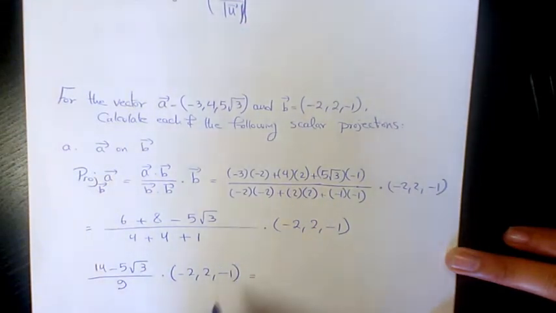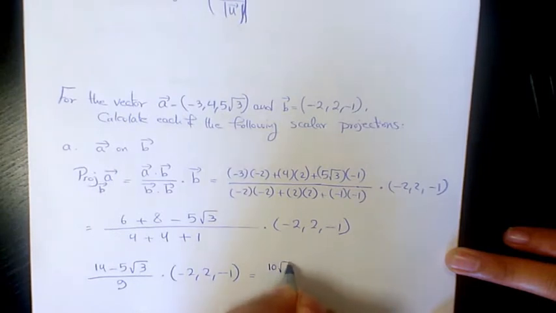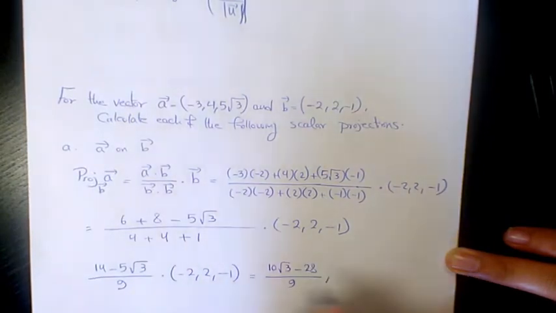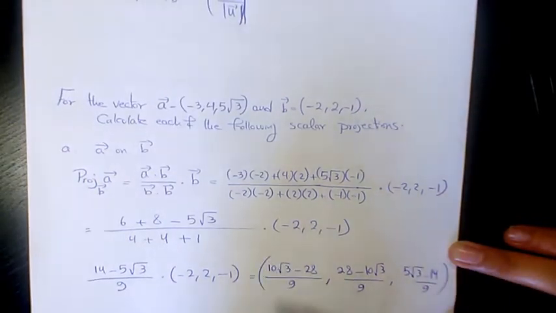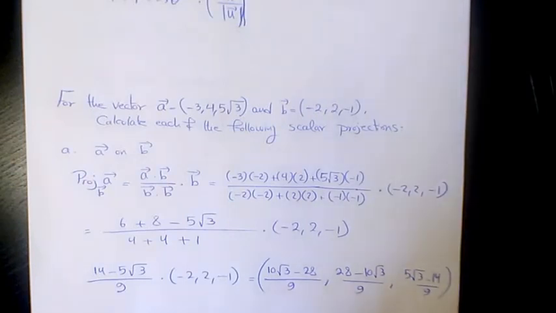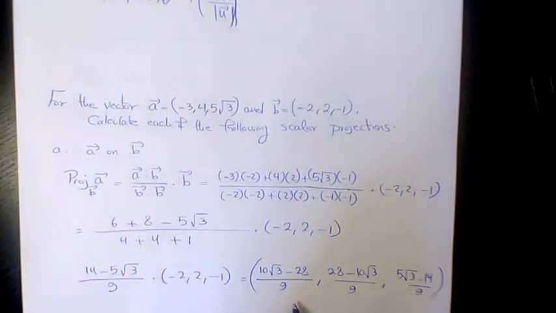When you multiply it, it's going to be 10 root 3 minus 28 over 9. Then we have 28 minus 10 root 3 over 9. And then 5 root 3 minus 14 over 9. That's the final answer, the vector for the projection.